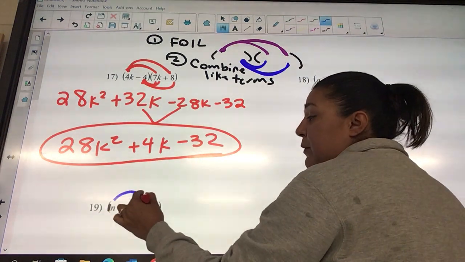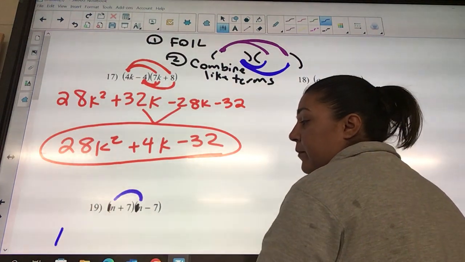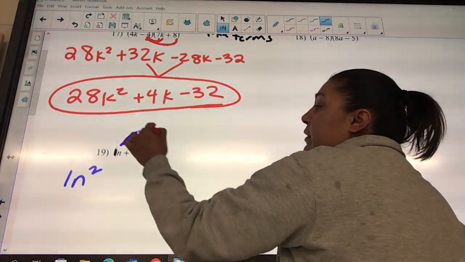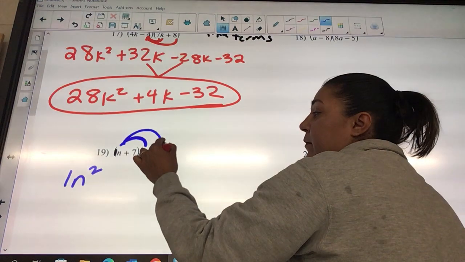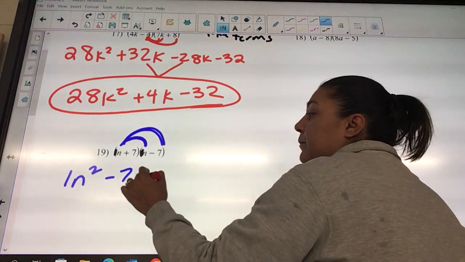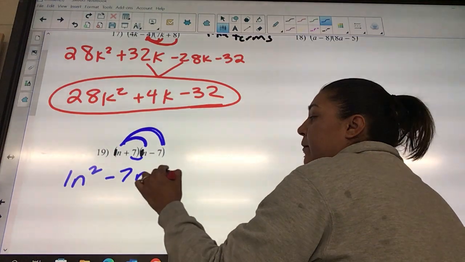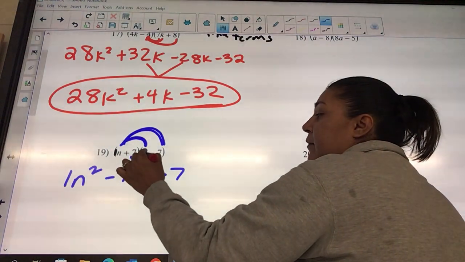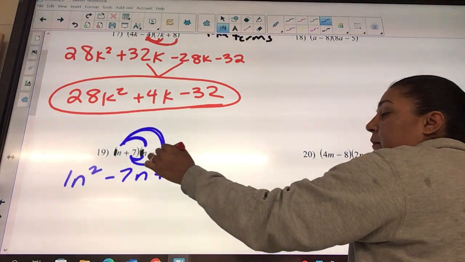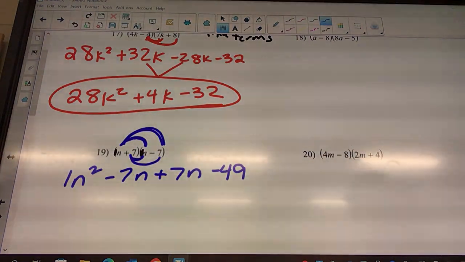So 1 times 1, 1. How many n's from here to here? 2. So we're going to say n2. 1 times negative 7, negative 7. How many n's from here to here? 1. 7 times 1, 7. How many n's from here to here? 1. And then 7 times negative 7, negative 49. How many n's? None.